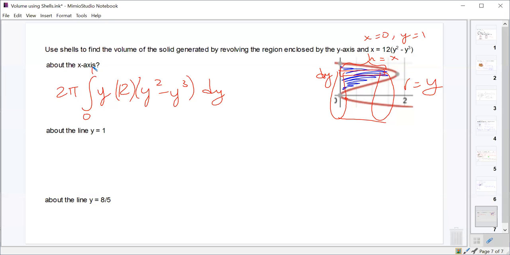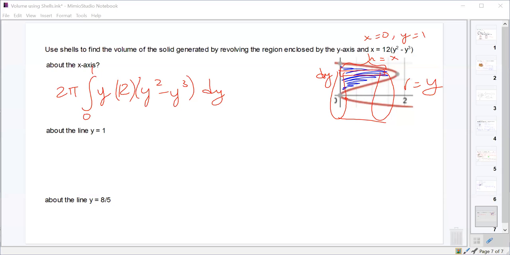Everybody good with that? If I were evaluating this integral, I would pull the 12 out into the front and not have to worry about it. I'm not going to make us evaluate the integral. You just pull the 12 out, distribute, integrate, evaluate. It's not that complicated. I don't want to spend the time on it this exact moment.